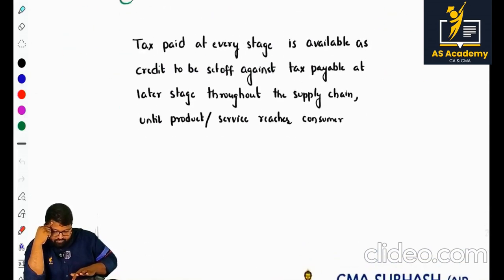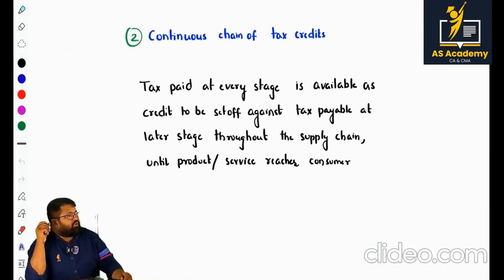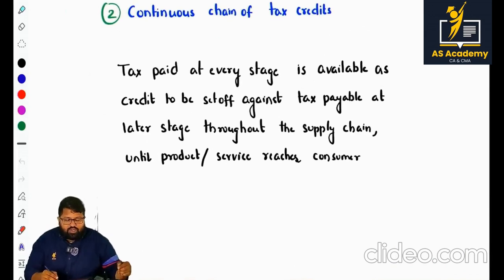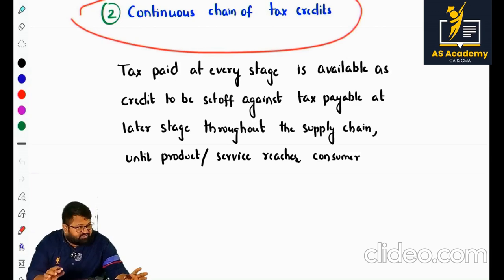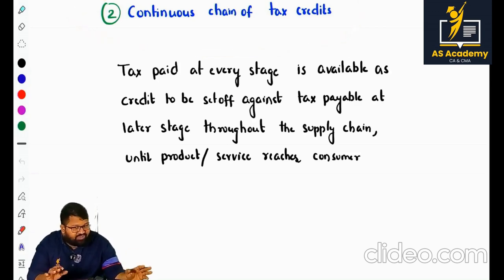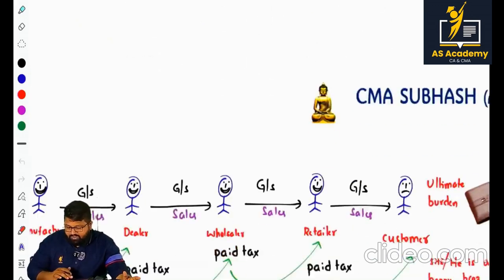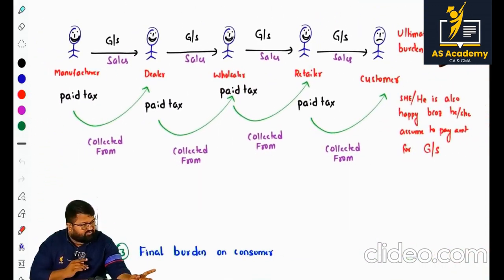So what is the second one now? Continuous chain of tax credits. This is the most important benefit. Everyone can take the benefit. If you are within GST coverage, you can take the benefit. This is the reason everyone is taking the benefit.